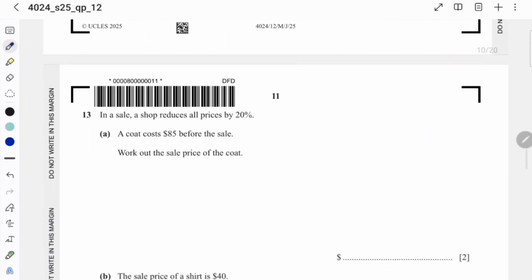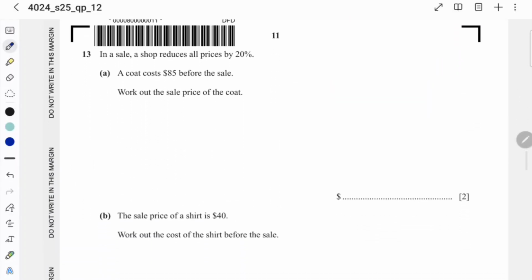Move to the next question, number 13. In a sale, a shop reduces all prices by 20%. Okay, this is part A. Now a coat costs $85 before the sale. It means that it is the original price. Okay, so 85 is 100%. So work out the sale price of the coat. It means if it is reduced 20%, the sale price will become 80%, and they're asking how much it is.